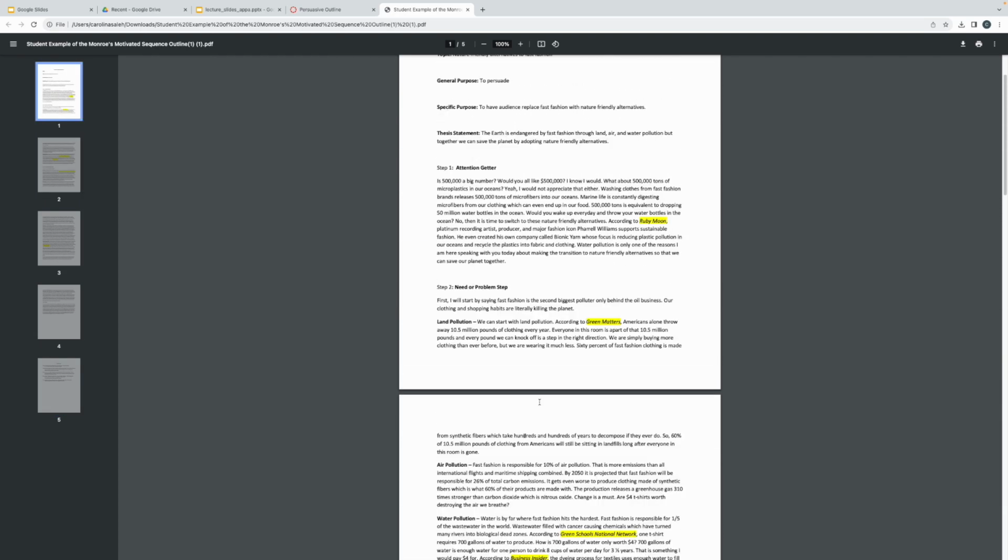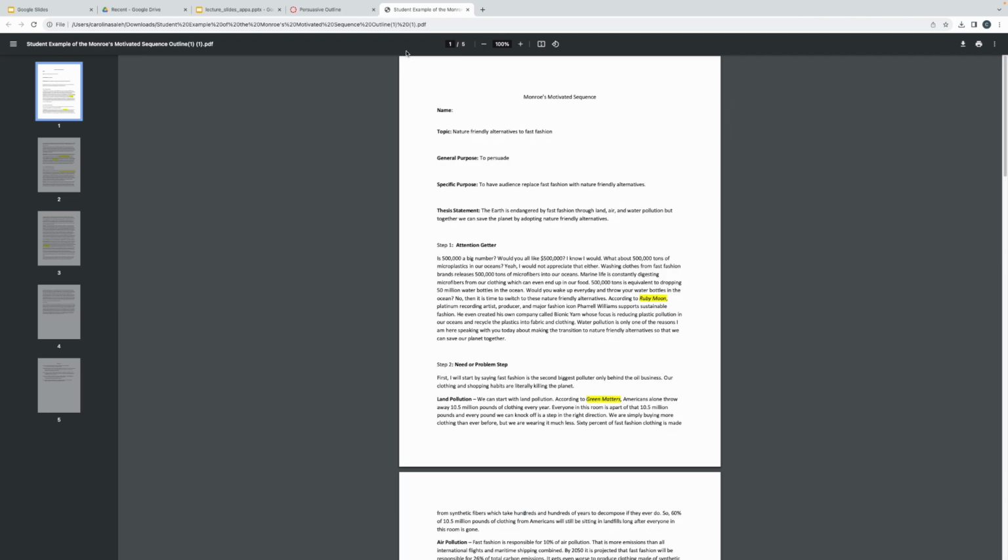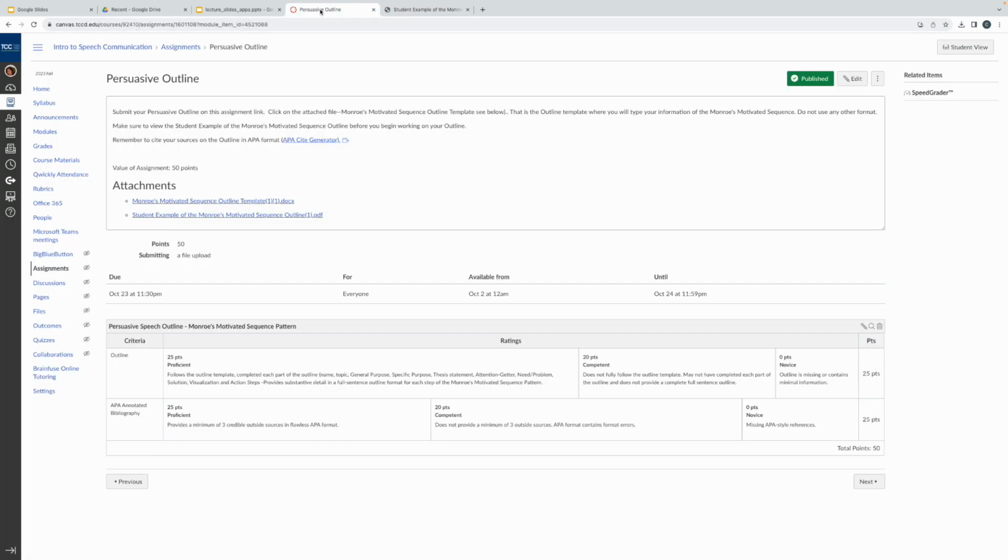Remember to use this outline template. And remember, this is a Word document. It's in Microsoft Word. You can always click on Office 365 to get that program for free because you're a student of TCC. So this is what I'm looking at, the criteria for your outline.